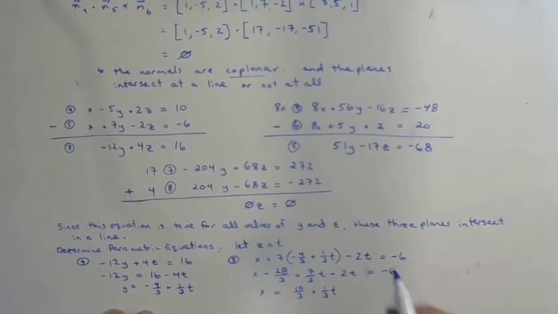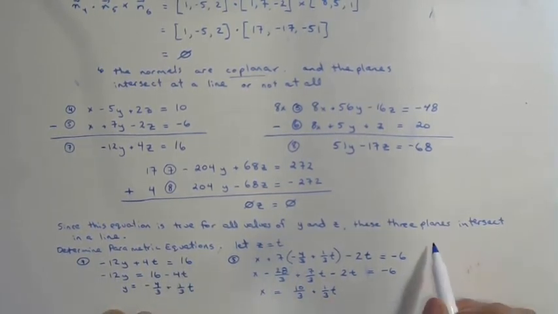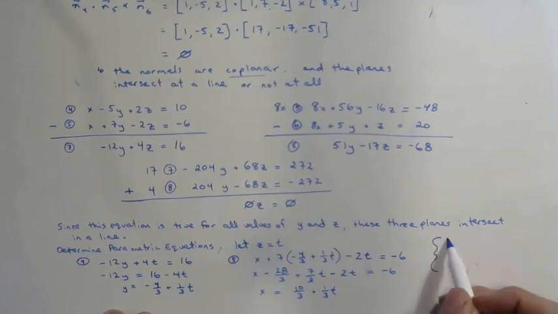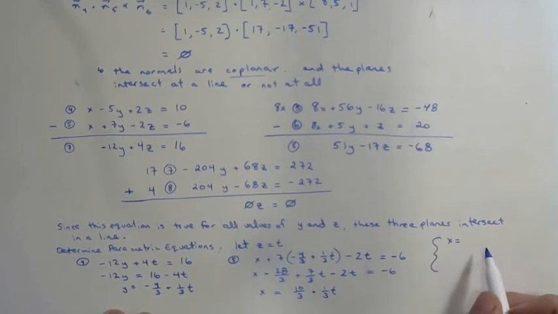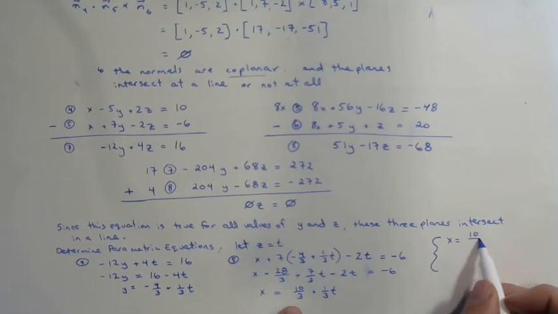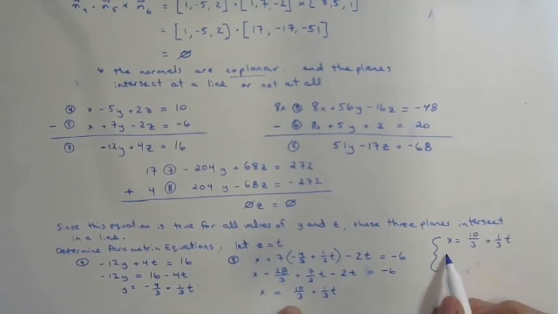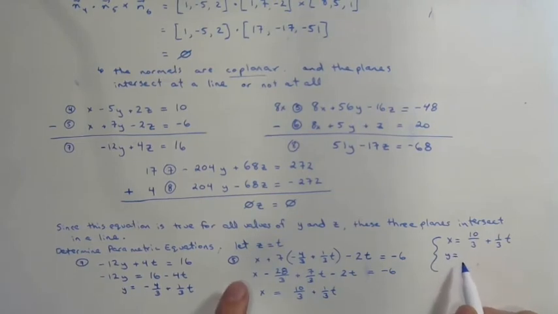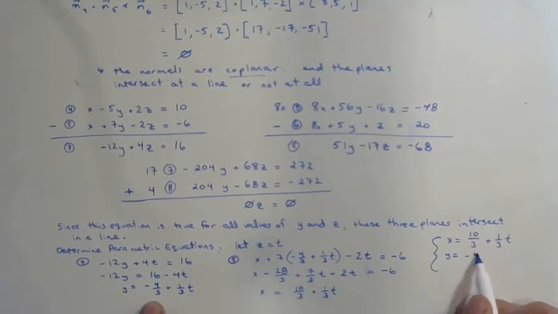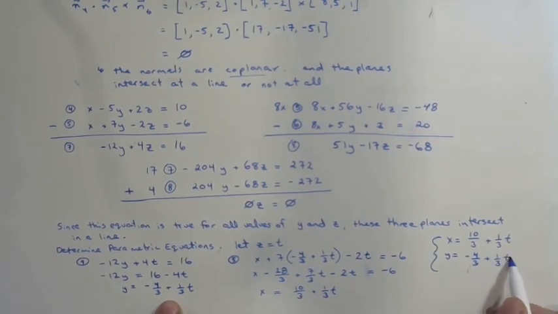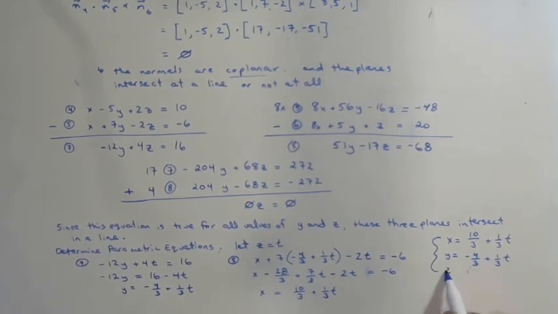and maybe I should write that. I guess determine parametric equations. We're working across. Let's just keep on going. X equals 10/3 plus 1/3 t. Y equals negative 4/3 plus 1/3 t. And z equals t. And we could write this in vector form also.